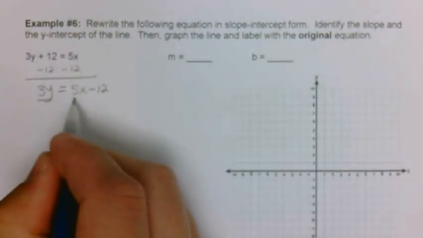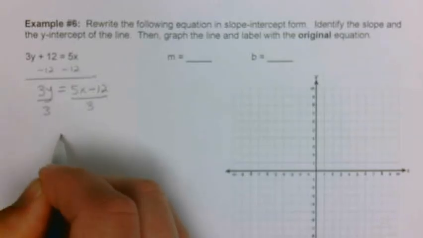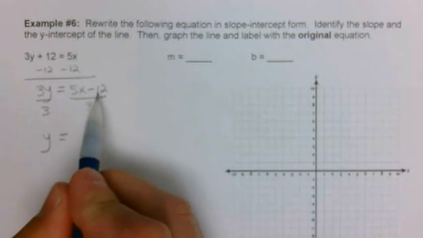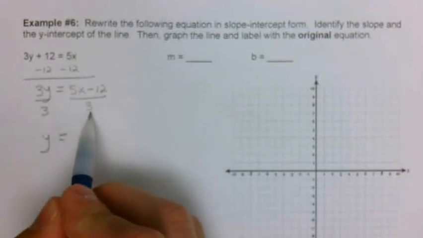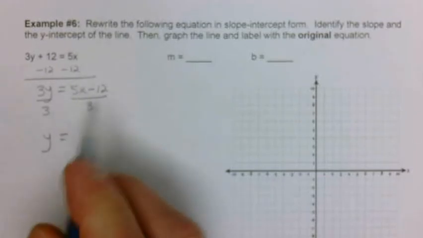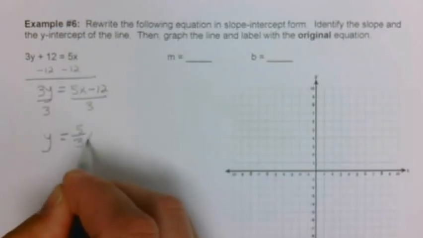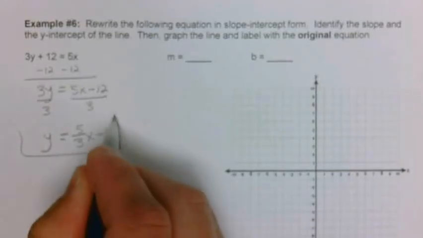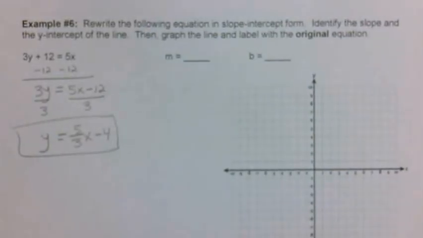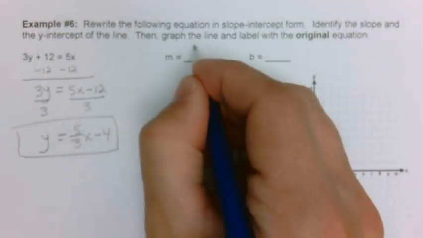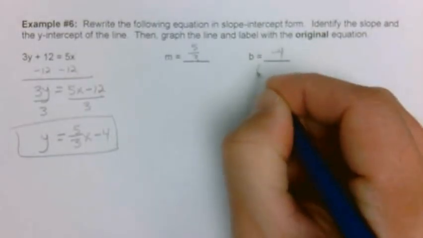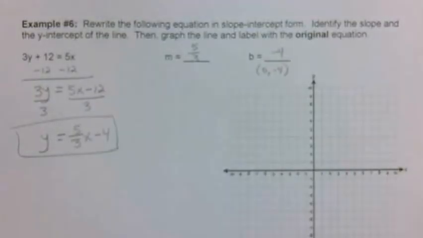Now we'll divide each side by 3. 3y divided by 3 is y. And now divide each part of the right by 3. 5x divided by 3 is 5/3 x. And then negative 12 divided by 3 is negative 4. So our equation in slope-intercept form is y equals 5/3 x minus 4. Your slope here is 5/3. B is negative 4, which means our y-intercept is at (0, negative 4).